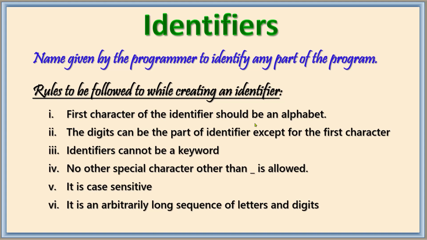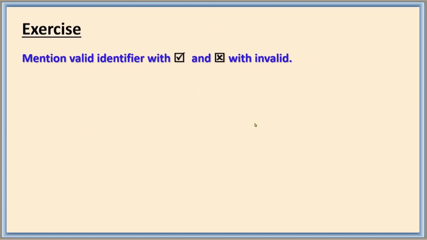Now let us have a small exercise. You just identify whether the identifiers given here are correct or wrong. You can just take a paper and a pen or pencil. You don't need to write whatever is appearing here. Just put a tick mark or a wrong mark according to whether it is valid or not valid.